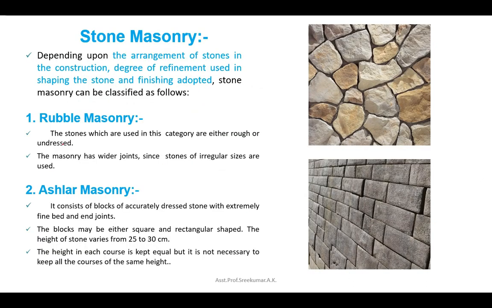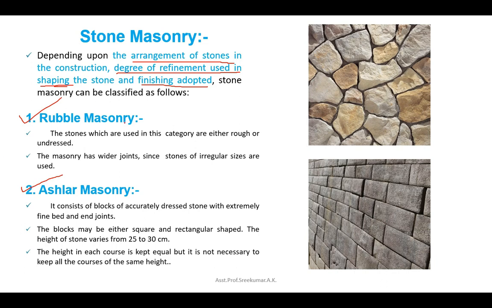Stone masonry is divided into types based on three aspects. First, the way stones are arranged to construct a wall. Second, how accurately or neatly the stones are shaped. And third, the type of finishing adopted. Based on these aspects, stone masonry is divided into two types, that is rubble masonry and ashlar masonry.